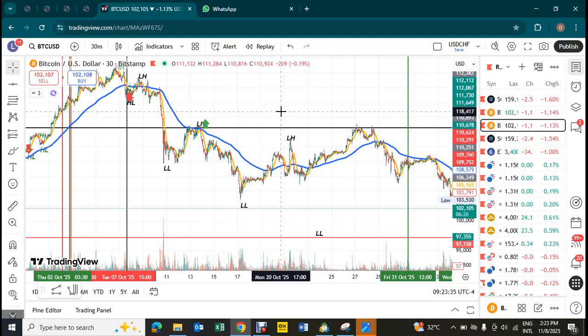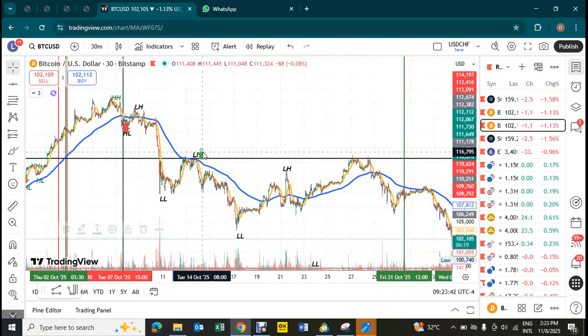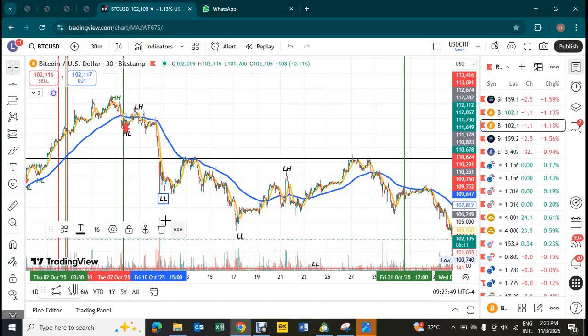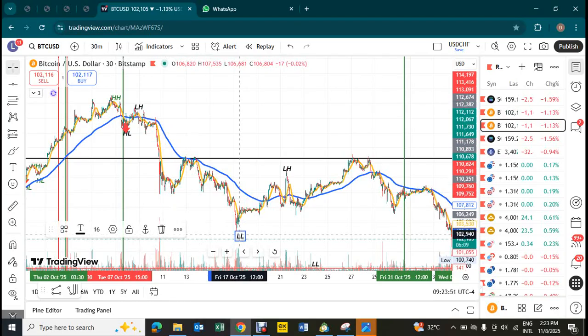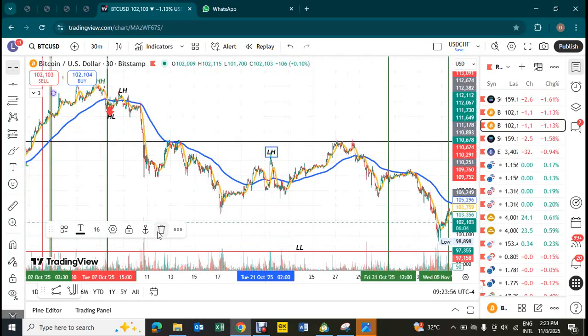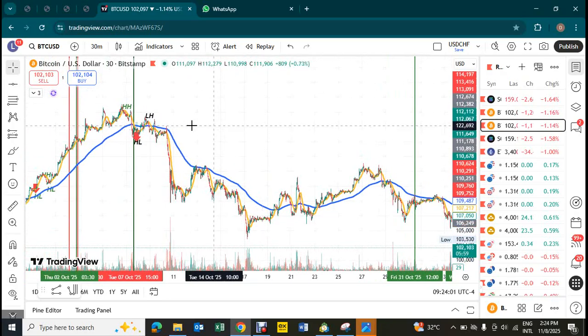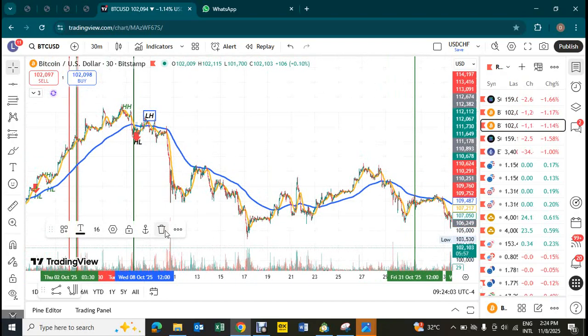But first we'll start with how to know which one is the higher low and which one is the lower high. But for now, I'm going to clear all this so that we can see clearly. Let's delete all these first so we can see well. Okay. All right. Now we have a clear chart.